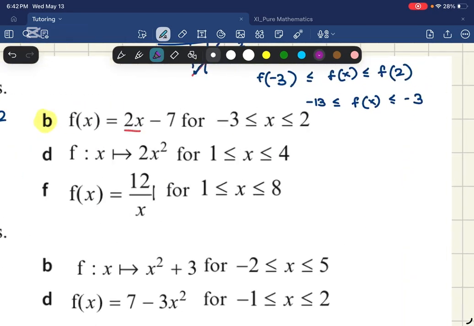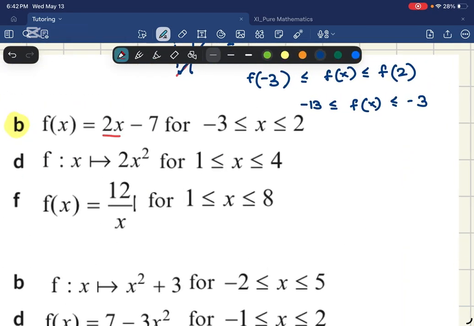Let's go to D. So this is another notation for a function. Basically, you have a function f, and it maps the input x to 2x squared. That is what this is saying. So let's visualize the graph of 2x squared from 1 to 4. The graph of 2x squared looks something like this, and we just want to consider it from x equal to 1 up until x equal to 4.